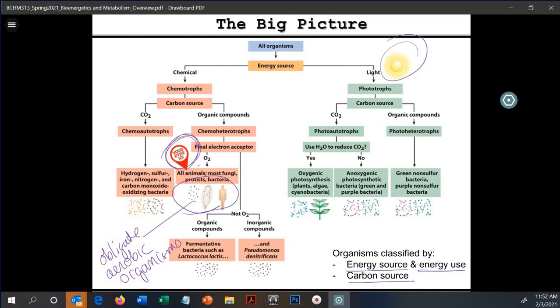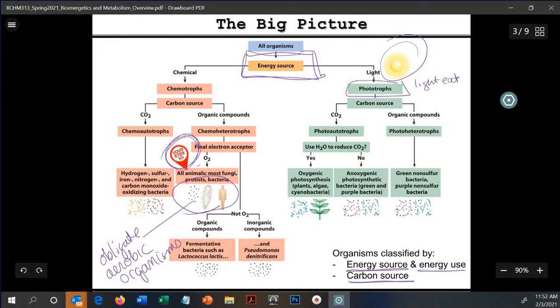So again, we classify living things primarily by where you get your energy and where you get your carbon. First of all, where do you get your energy from? If you get it from the sun, from sunlight, you're a phototroph. You're a light eater. If you get your energy not from the sun, that's the easiest way to put it, then you are a chemical eater. Now, let's just focus on over here, because this is what we're dealing with.